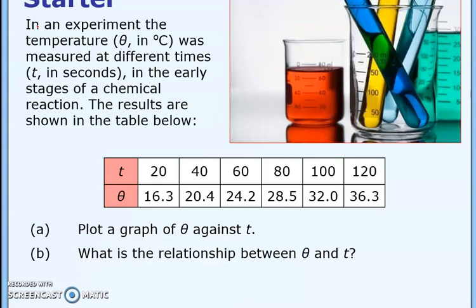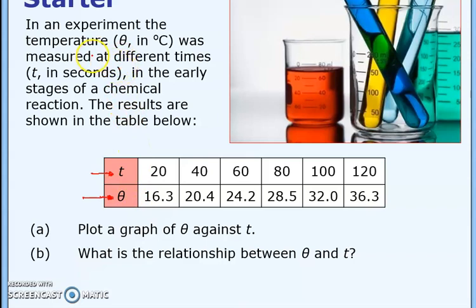On the starter then, we're going to draw a graph. It says in an experiment we get this information of the temperature, which is recorded as theta. It's quite often the case that you use this Greek letter for temperature. Often it's an angle as well, but for temperature we use it against time. So it's a temperature against time graph.